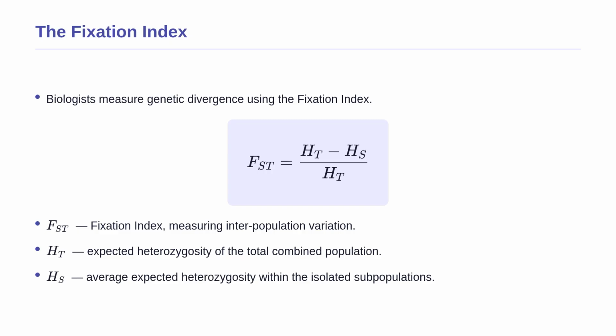If the genetic diversity within the separate groups decreases relative to the total diversity, the value of the fixation index increases. This physically means the populations are becoming more genetically isolated and distinct from one another.